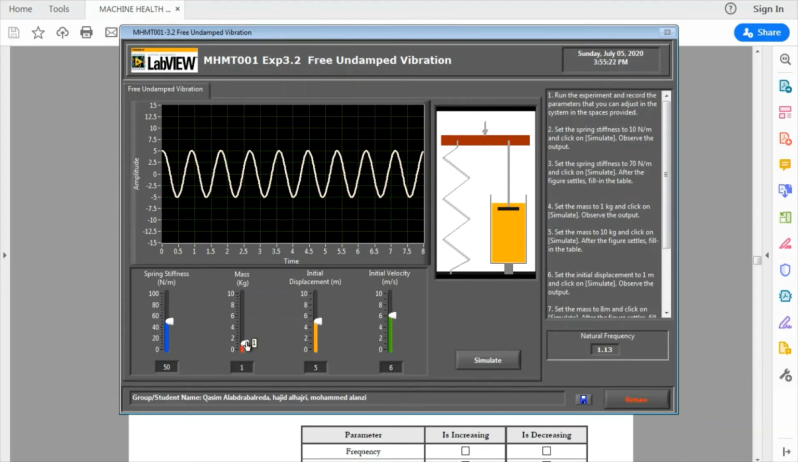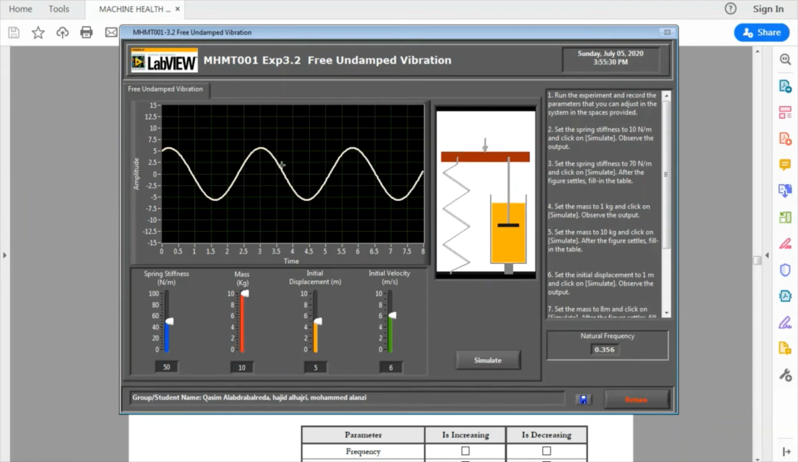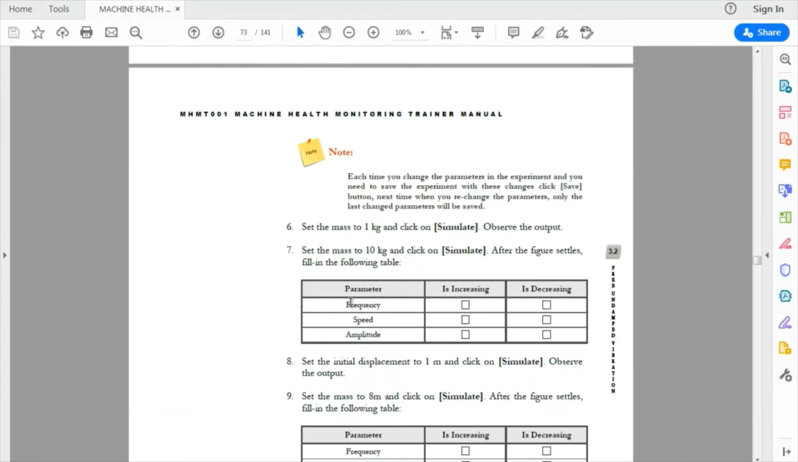What if we check mass 10 and simulate? Slower, with fewer oscillations and higher amplitude. So we can compare from these two graphs together what is the effect of changing the mass. You will be able to answer this question.